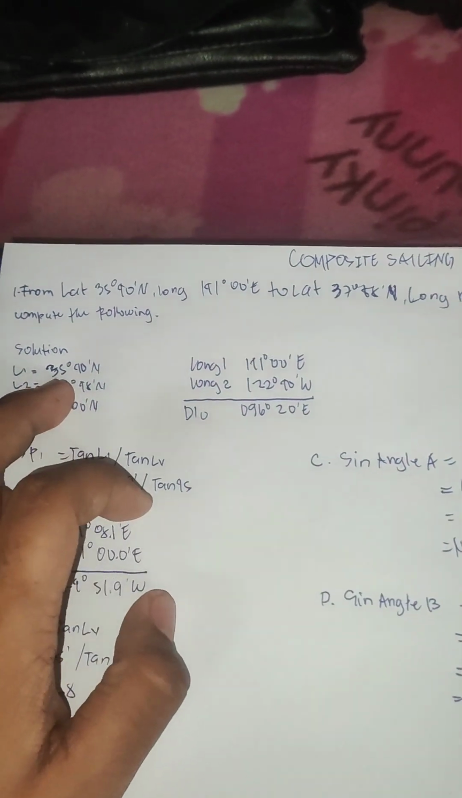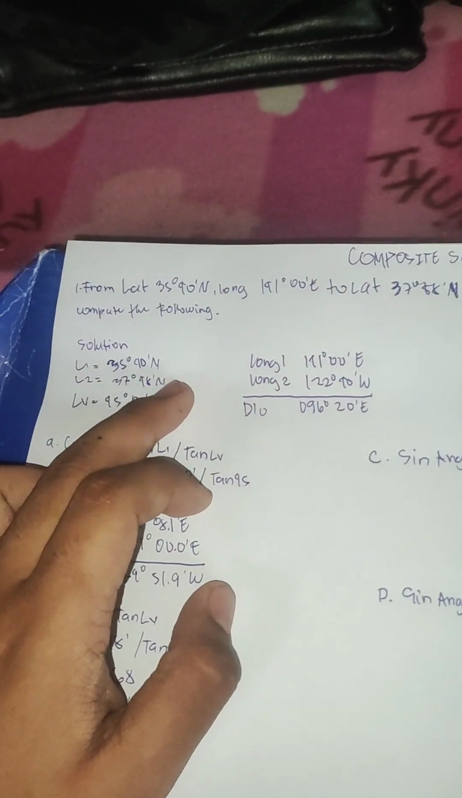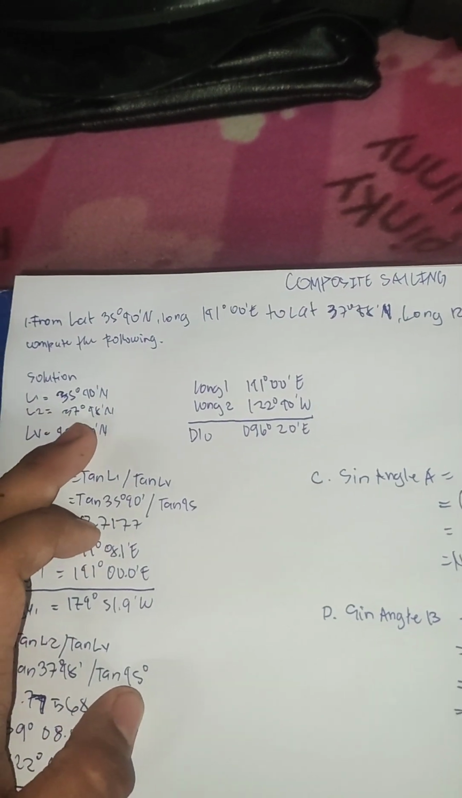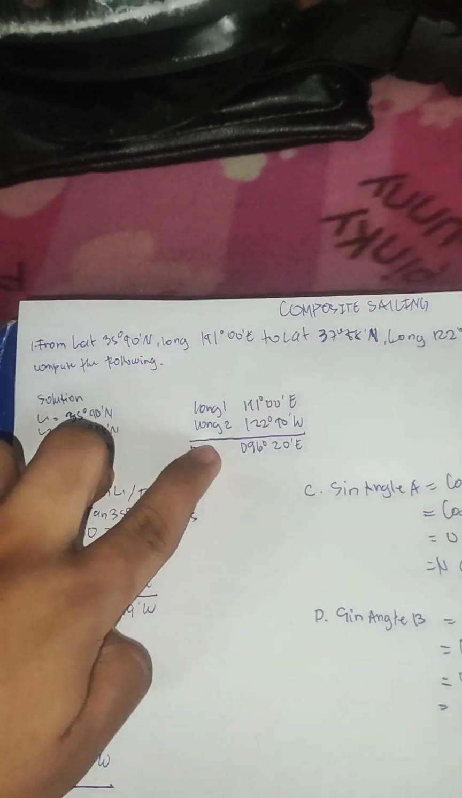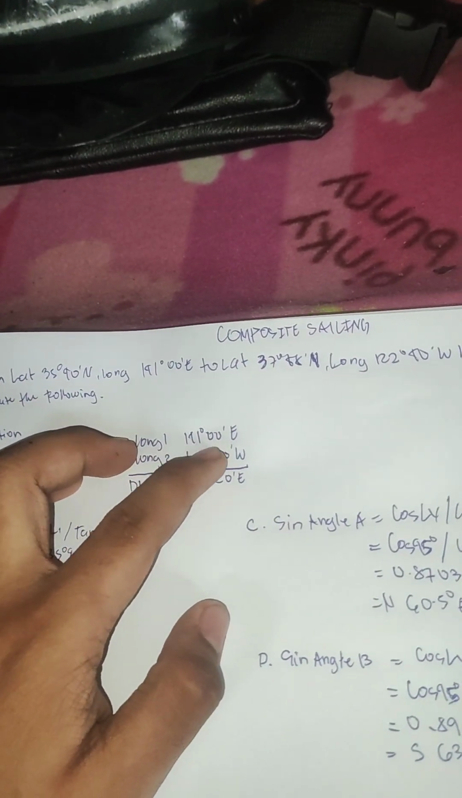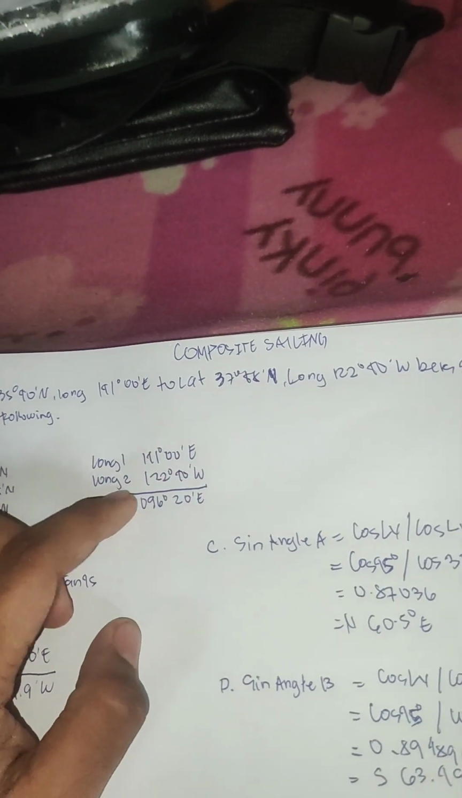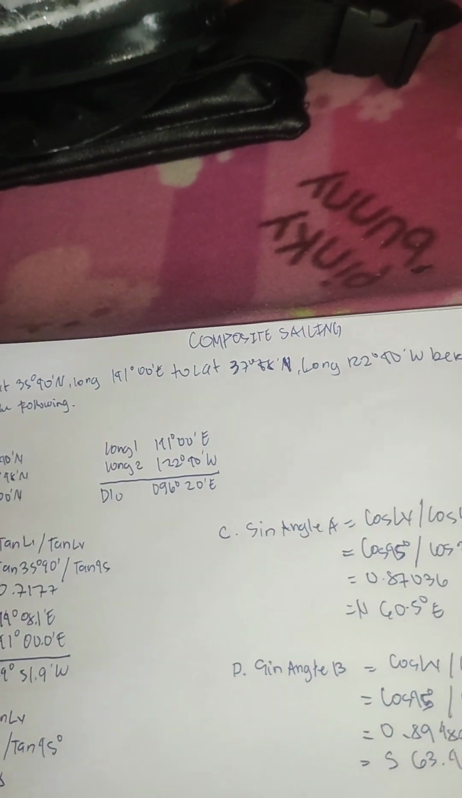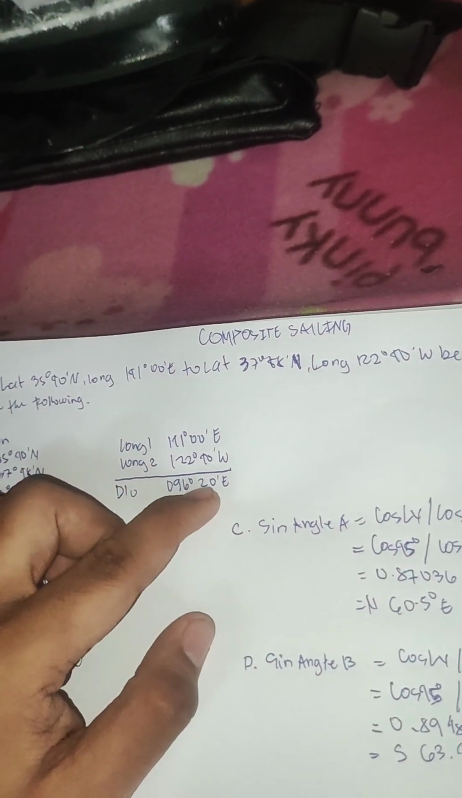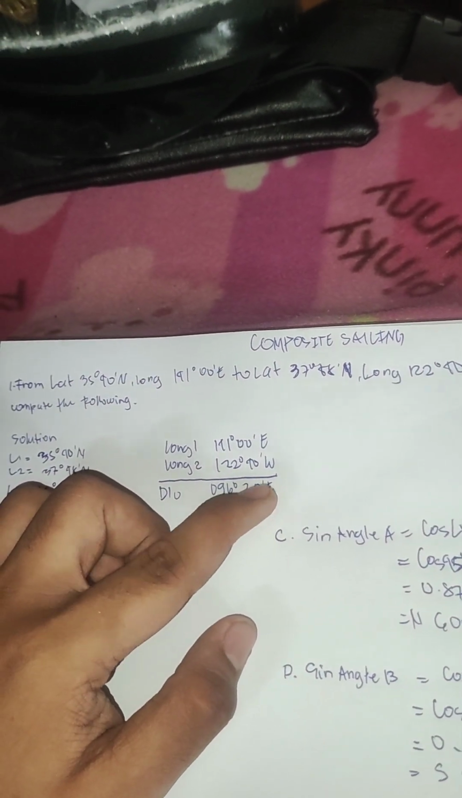Solution: L1 is 35 degrees 40 minutes north, L2 is equal to 37 degrees 48 minutes north, LV is equal to 45 degrees north, long 1 is 141 degrees 00 minutes east, long 2 is equal to 121 degrees 40 minutes west. So the D long is 096 degrees 20 minutes east.